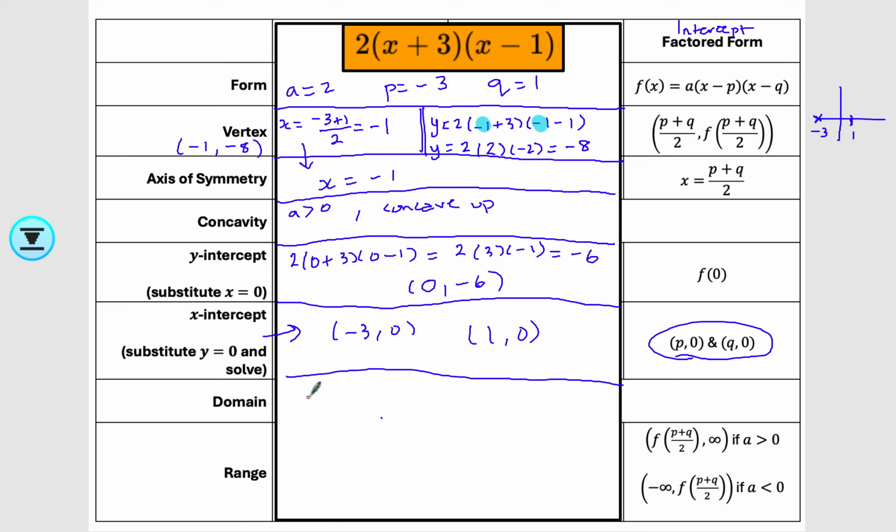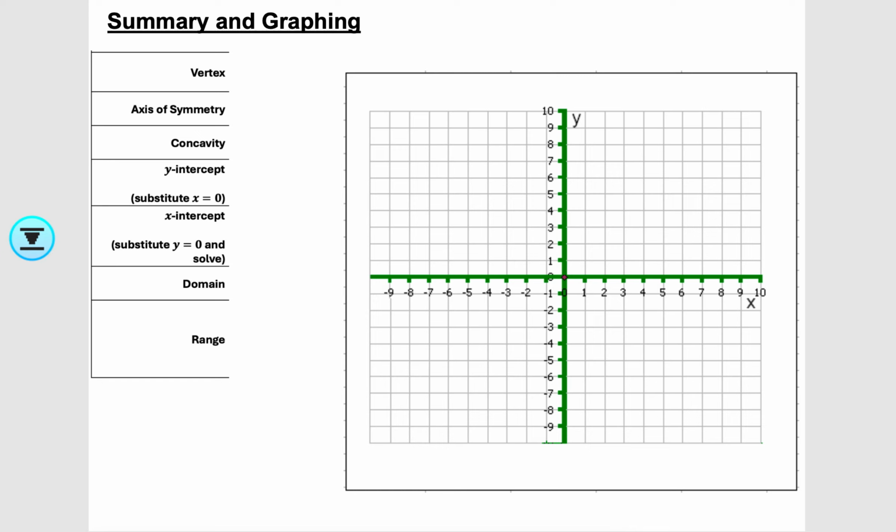Domain and range will be the same. Domain is all real numbers. And then the range, since it's concave up and my vertex is -1, -8, then the range is just -8 to infinity. And the last thing we're going to do is to graph it.